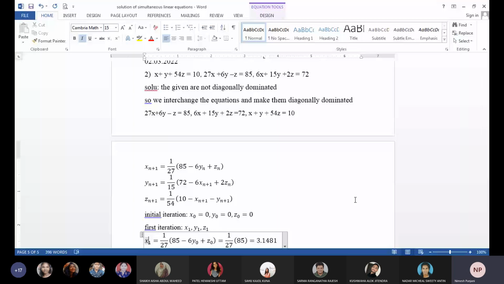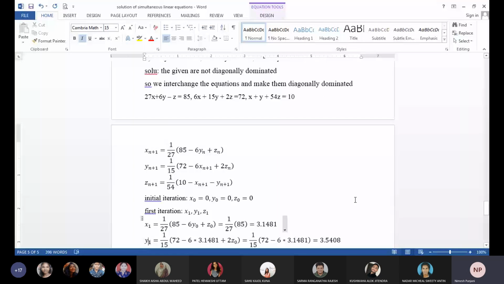Initial iteration is nothing but your zeroth iteration. That zeroth iteration will always have value as 0, denoted by x0, y0 and z0. Okay, x0, y0 and z0 will be 0. Then we had calculated our x1, y1 and z1.